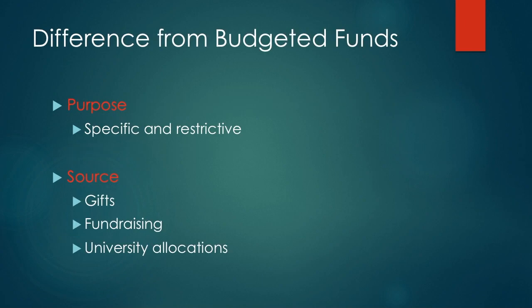Designated and agency funds differ from budgeted funds for their purpose and their source. The purpose of a designated or an agency fund is both restrictive and specific. It is not a general budgeted fund that many purposes can be related to. The source of funds in designated and agency accounts differ from budgeted funds as well. Some sources include gifts from donors, fundraising opportunities, and university allocations such as for student organizations.